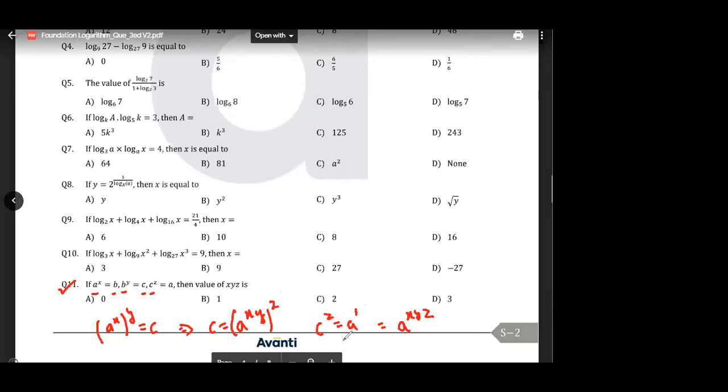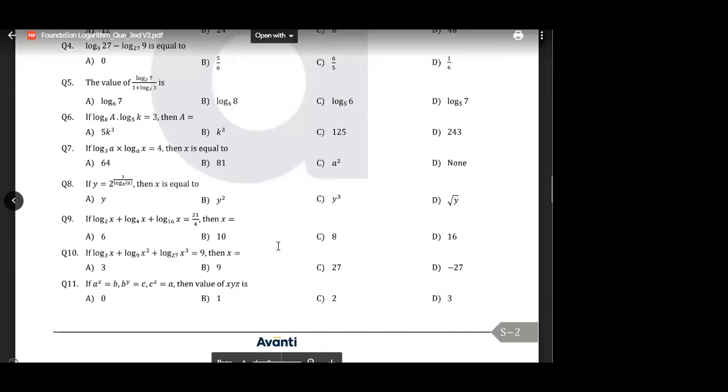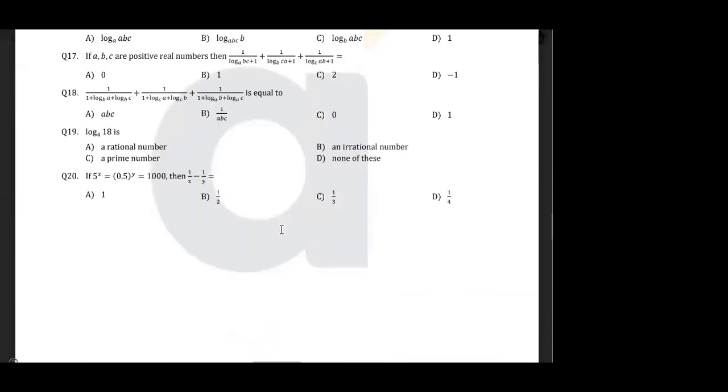Everyone is getting this? This was an easy problem. This has nothing to do with log, and that's why I gave you to solve it. Tell me, was this question related with log? No, it is basically your concept of exponents and radicals. You can also take log, but why make it complex?